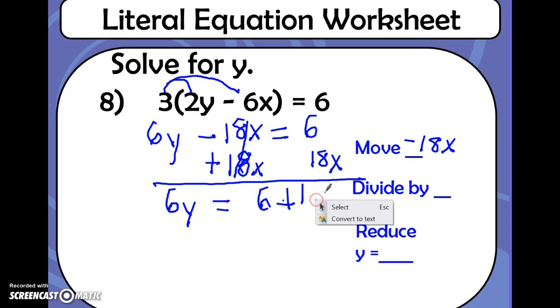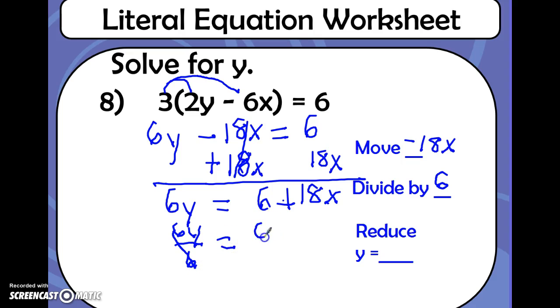You are just copying your equation to a new line. In our next step, we have to divide. We've got 6 times y, so we're dividing by 6 to get rid of it. And we have 6y divided by 6 gets rid of 6. On the right side, we divide by the same thing. 6 plus 18x goes also over 6.